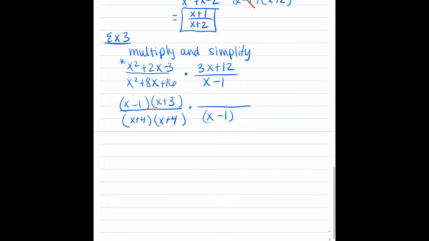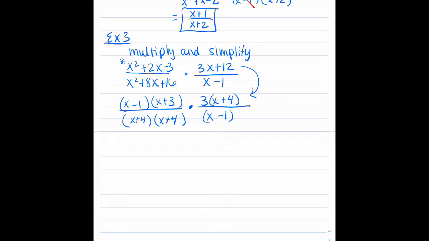Okay, and then now I'm going to move on to the denominator over here. And basically there's no x squared, so we can't do a t-chart, but we can pull out a greatest common factor. So the greatest common factor that's in both 3x and 12 is a 3. And what's left on the inside is x plus 4. Okay, and then we need to multiply all that together.